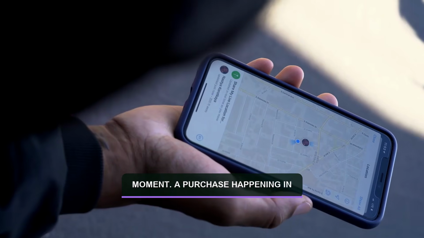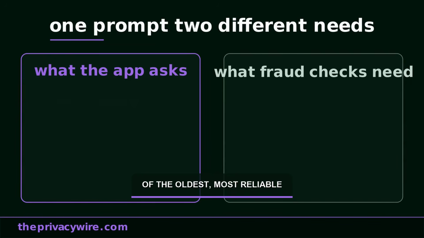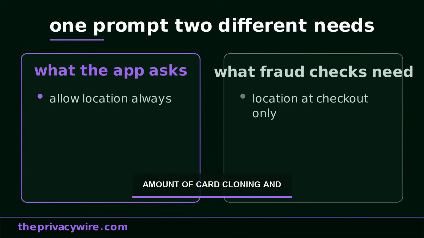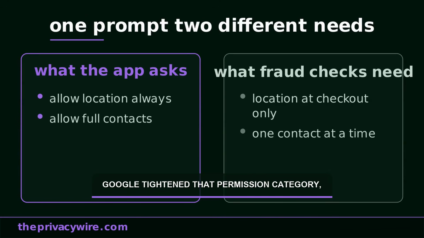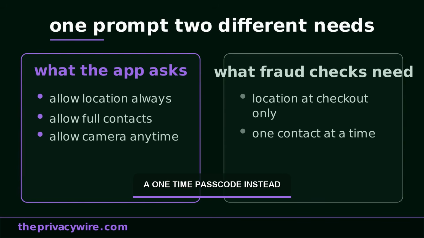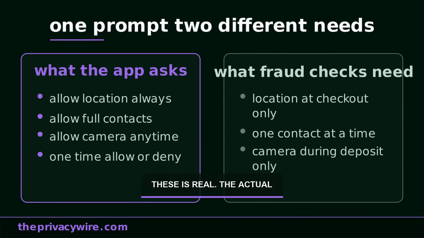A purchase happening in a city where your phone clearly isn't present is one of the oldest, most reliable fraud signals in the industry, and it catches a meaningful amount of card cloning and stolen card use. SMS read access, more common on Android before Google tightened that permission category, let the app autofill a one-time passcode instead of making you switch apps to copy a 6-digit code out of a text. So the justification behind each of these is real.